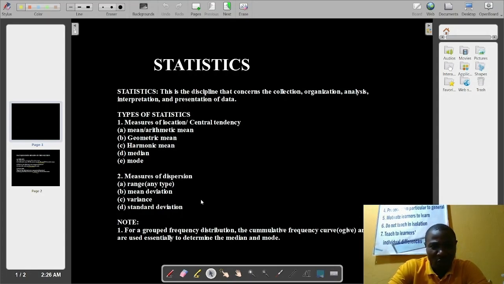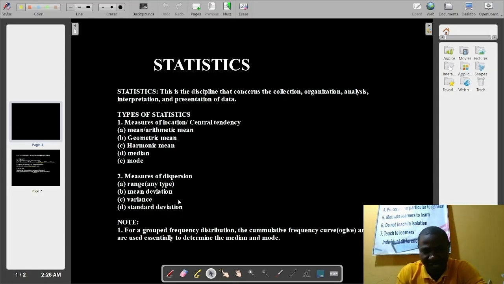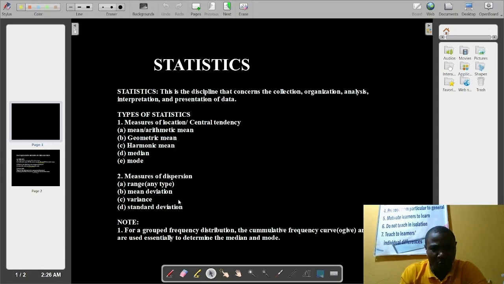Now, anytime WAEC wants you to determine the median of a group frequency distribution, you will be asked to draw or plot or construct a cumulative frequency curve. That is essentially what that curve is meant for. And again, if they also want you to determine the mode of a group frequency distribution, they will ask you to draw or plot or construct a histogram. So in summary, your cumulative frequency curve is used essentially to determine the median of a group frequency distribution, while your histogram is used essentially to determine the mode of a group frequency distribution.